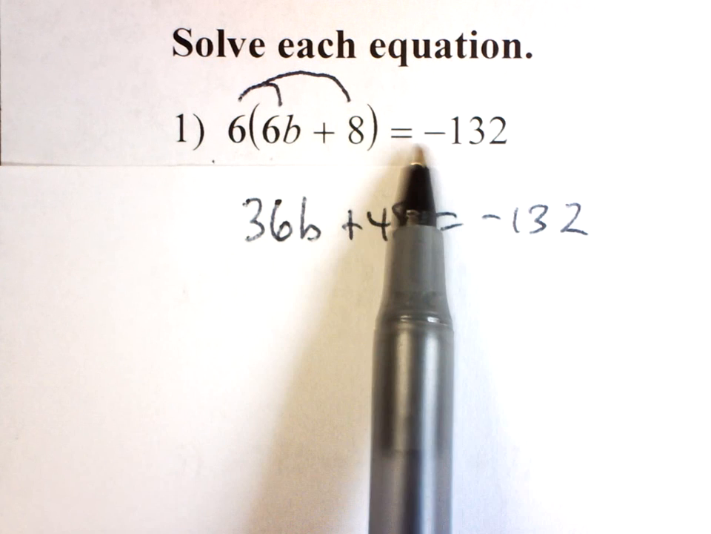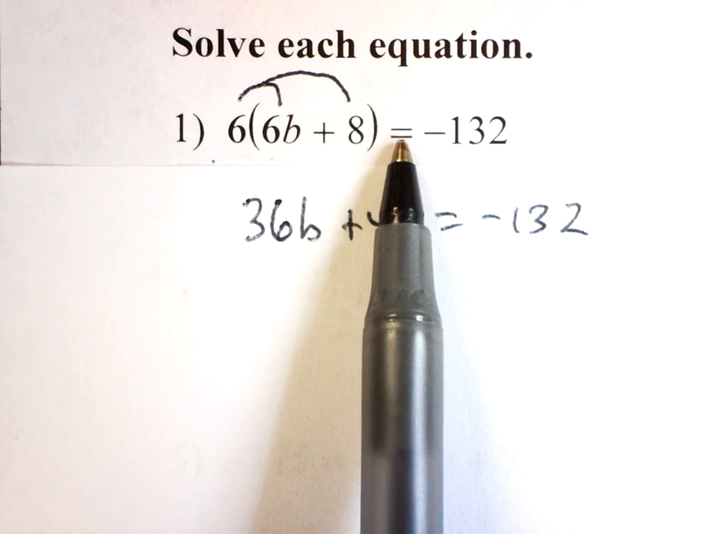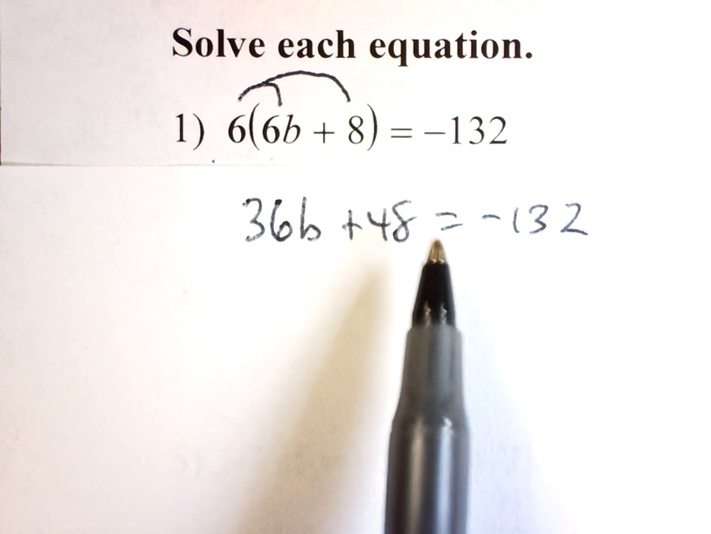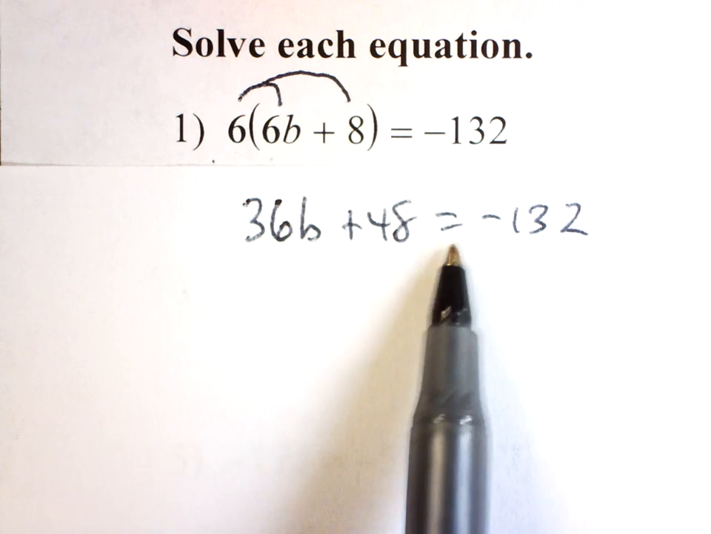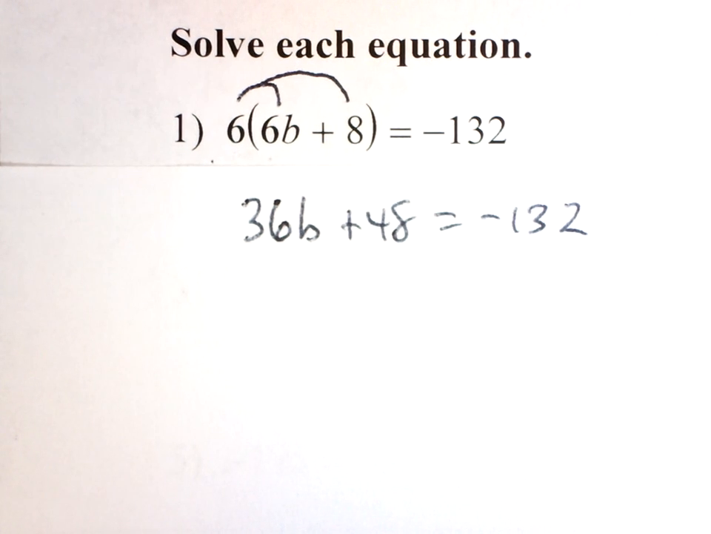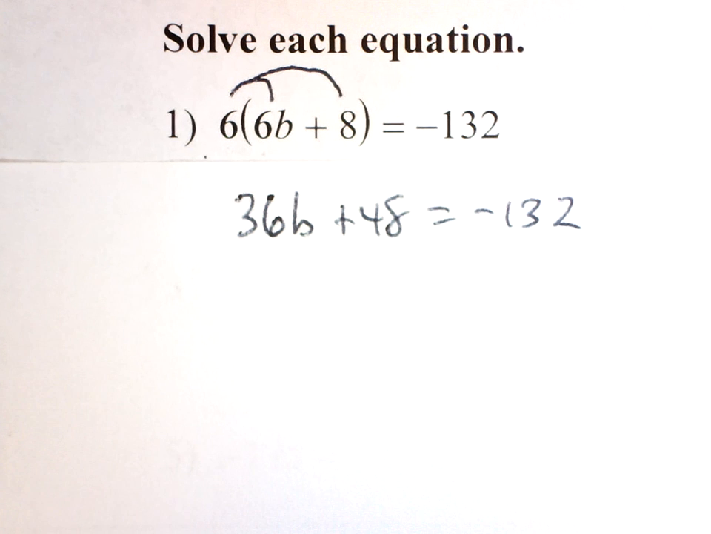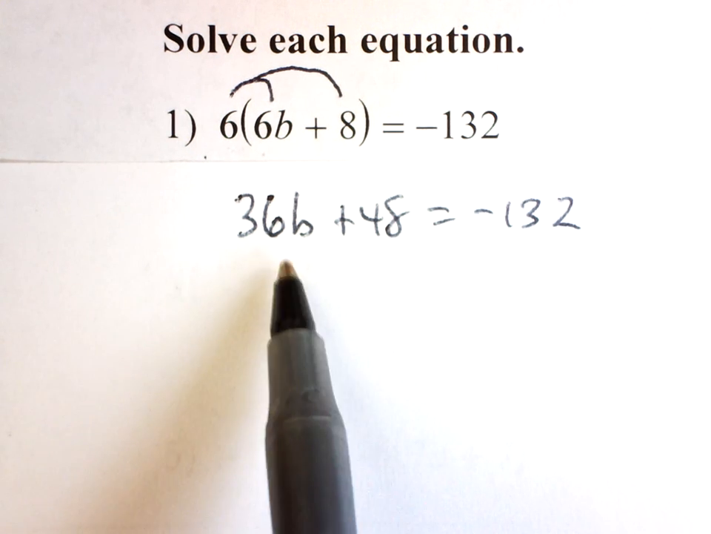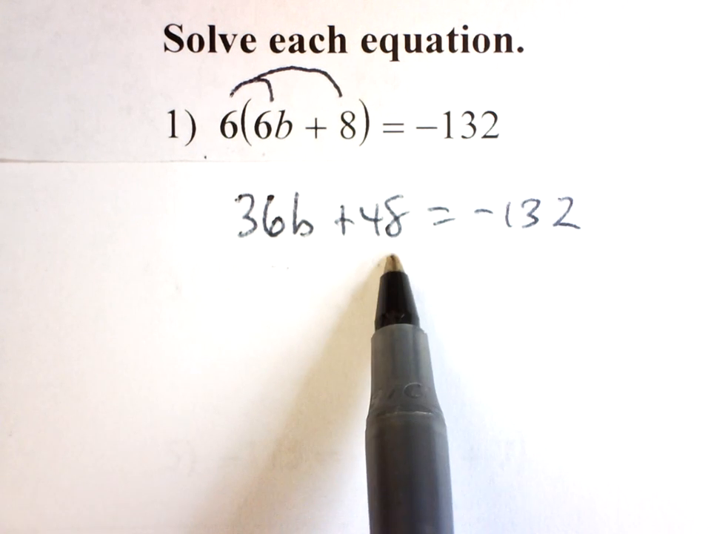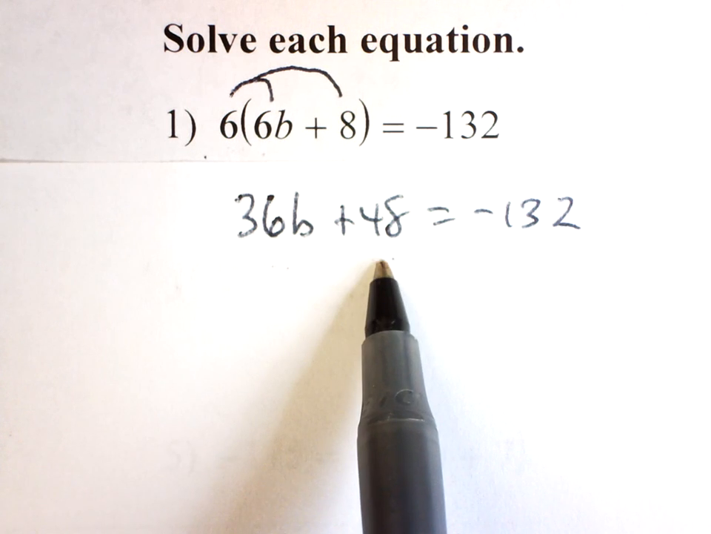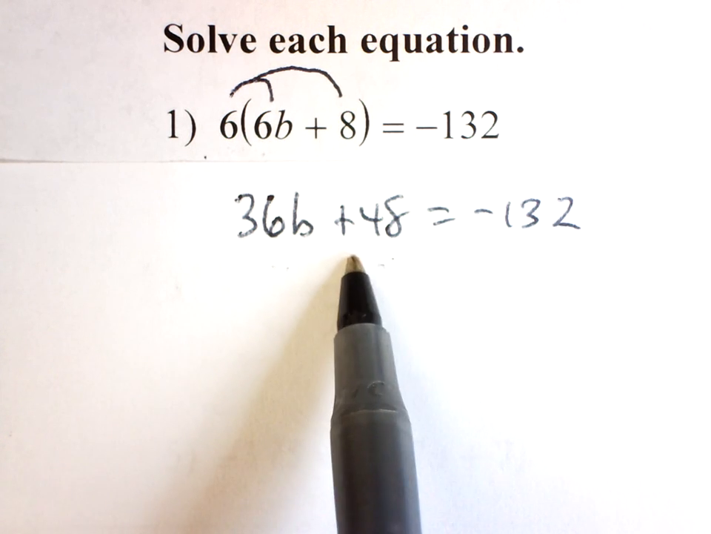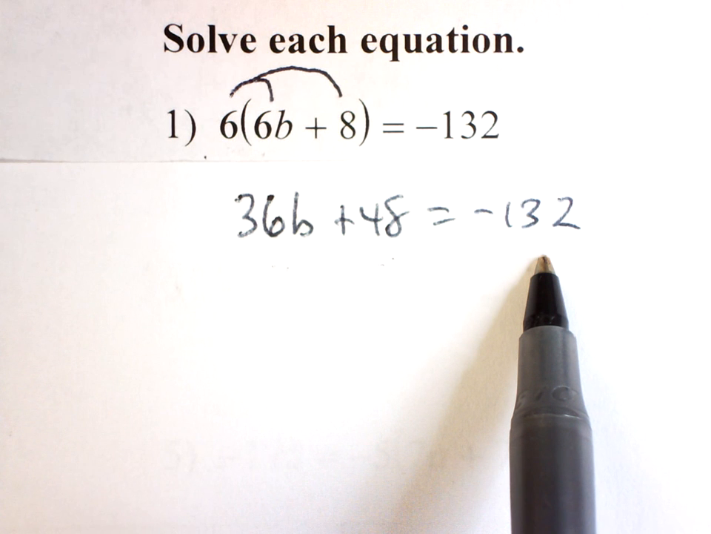And again, this equal sign, it's important. A lot of you guys don't think it's important. Y'all just sort of stop writing it once you start. It's important. It needs to be there every step of the way. So now I've gotten rid of the parentheses. There's nothing more I can do over here. I cannot put these together. These are not like terms. This has a b, this doesn't. So I've done everything that I can do over here. There's nothing to do with this negative 132.